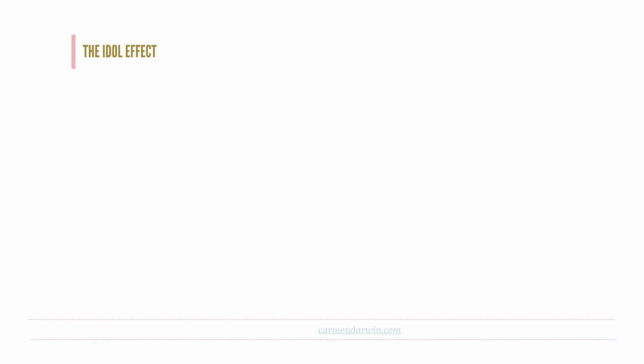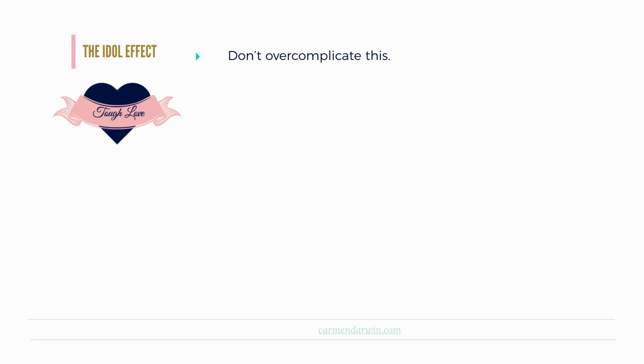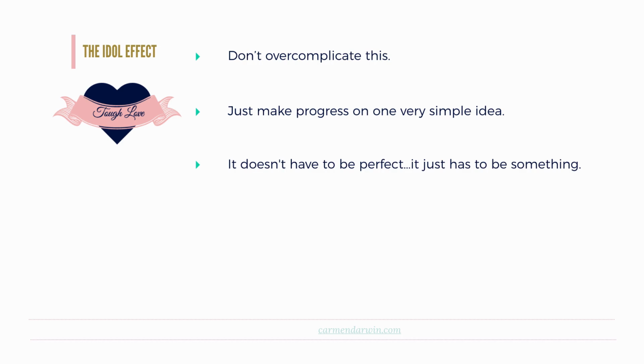All right, so that's it. A bit of tough love. Don't overcomplicate this. Keep it simple. You'll make progress on one really simple idea. Don't think you've got to go out and start buying stuff. Just see what you've got there that you can make do with. And it doesn't have to be perfect. It just has to be something. Just start with something. So you get the picture.